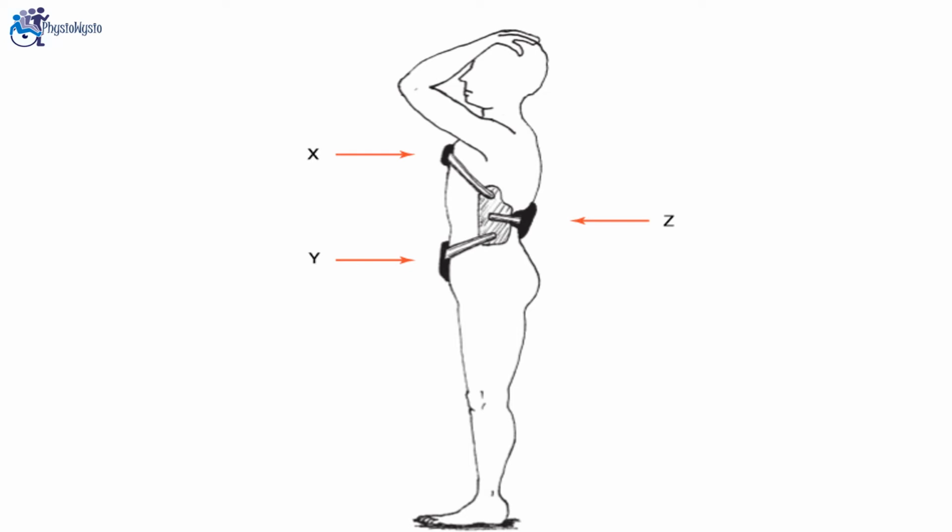Another example is a body brace, which is used to stabilize the spine. Now if you look at the figure, the forces x and y are parallel and in the same direction, while the force z is parallel but acting in the opposite direction. So the force z must be between the forces x and y in order to provide stability. If the force z was at either end instead of the middle, motion would occur.